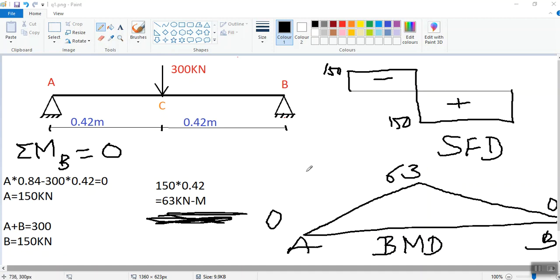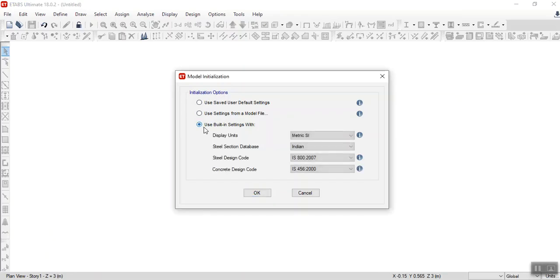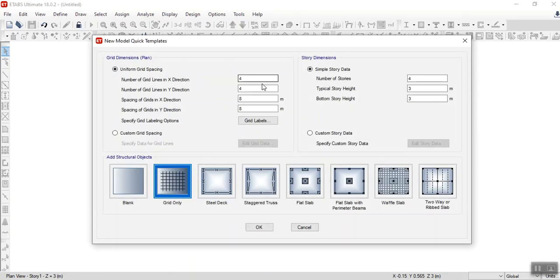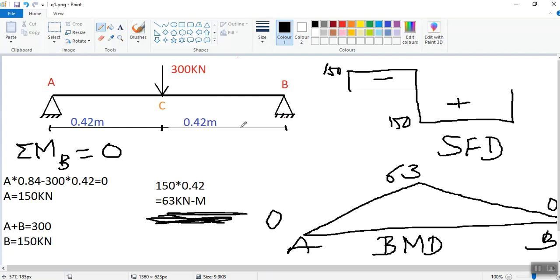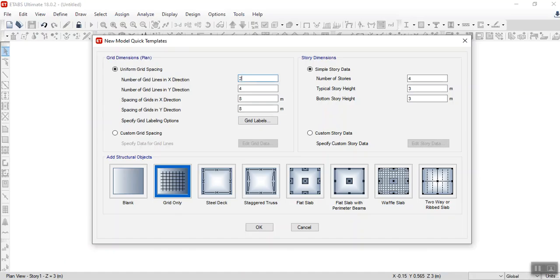Now we will use Etabs to do this problem easily and fast. To open Etabs, use built-in setting metric SI Indian. For x direction, grid lines A and B for two supports we will use two grid lines, and in y direction we only have one grid line, and in z direction also we have one grid line. So in x direction 2, in y direction 1, and in z direction, number of stories, 1. Spacing along x direction, total length of span 0.84 meter.